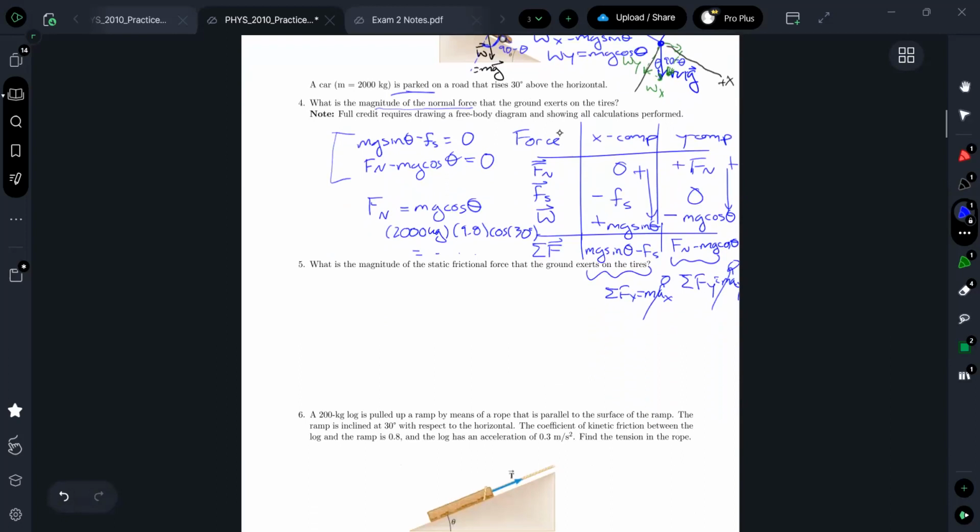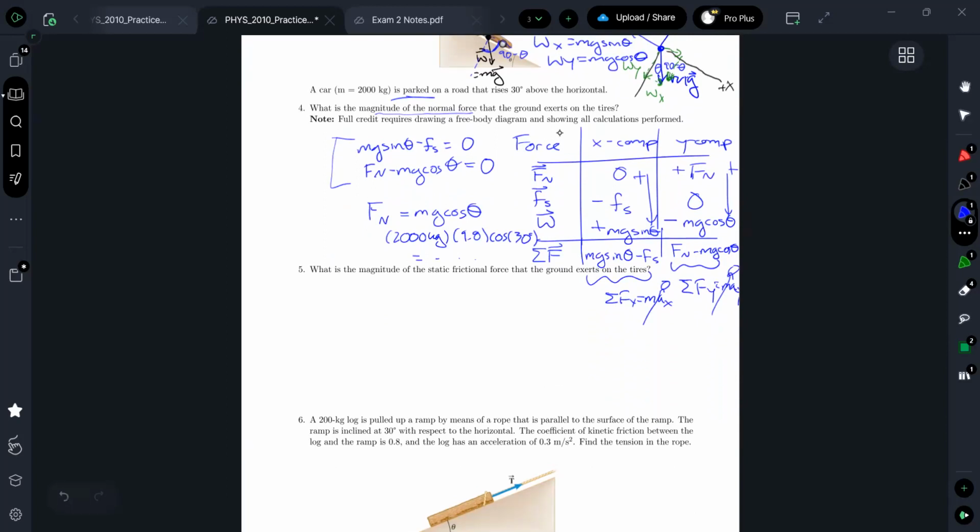Okay, so I get to number 5. Oh wow, I'm already done with number 5 because I already did all this work. What is the magnitude of the static frictional force? Well, I said mg sine theta minus Fs equals 0, so Fs equals mg sine theta. 2,000 kilograms times 9.8 times sine of 30.